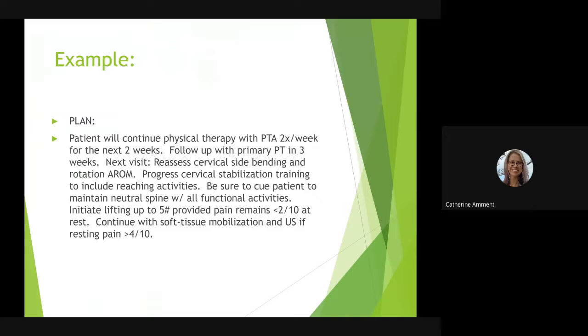Okay, so for this plan, the patient will continue physical therapy with the PTA 2 times a week for the next 2 weeks. The follow-up with a primary PT in 3 weeks. The next visit, reassess cervical side bending and rotation active range of motion. Progress cervical stabilization training to include reaching activities. Be sure to cue the patient to maintain neutral spine with all functional activities. Initiate lifting up to 5 pounds, provided pain remains less than 2 out of 10 at rest. Continue with soft tissue mobilization and ultrasound if resting pain is more than 4 out of 10.